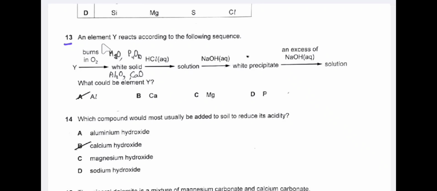Question number 13. An element Y reacts according to the following sequence. Y burns in oxygen to form a white solid.